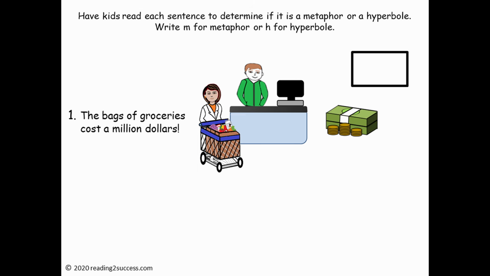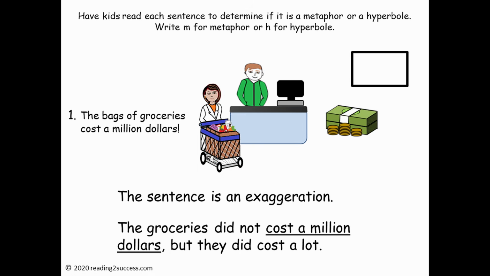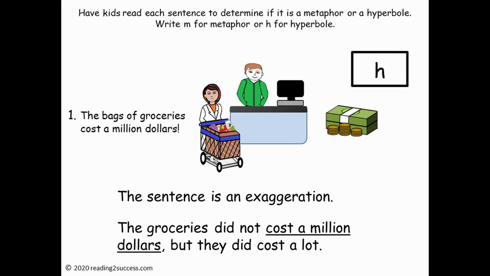Number 1, the bags of groceries cost $1,000,000. The sentence is an exaggeration. The groceries did not cost $1,000,000, but they did cost a lot. So write an H in the box for hyperbole.